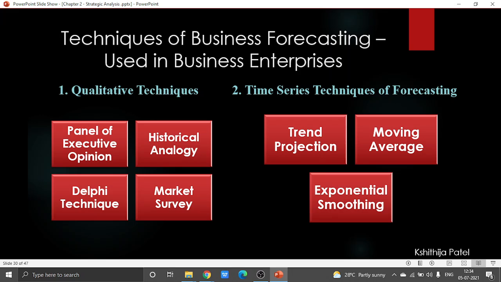Then we have exponential smoothing. This is also similar to moving average. The only difference is that it gives more weight to recent results and lesser importance to earlier ones. And because it gives more importance to recent information, exponential smoothing is usually more accurate than moving averages.